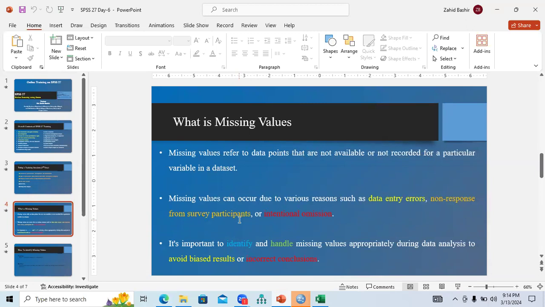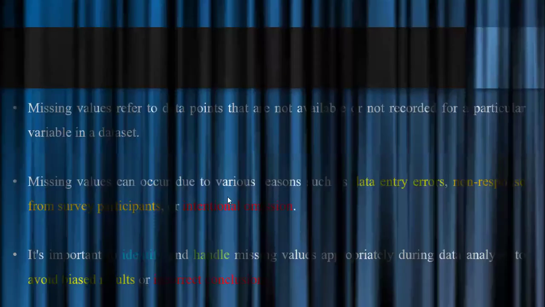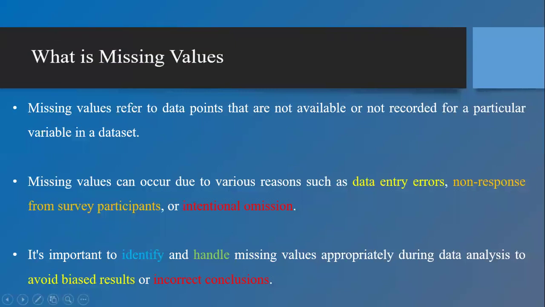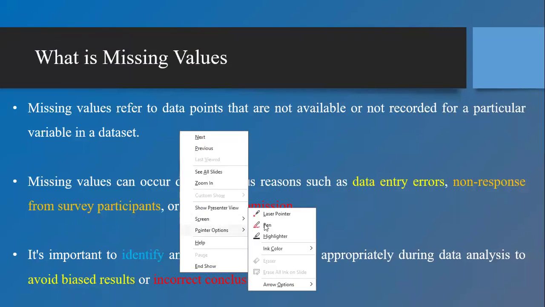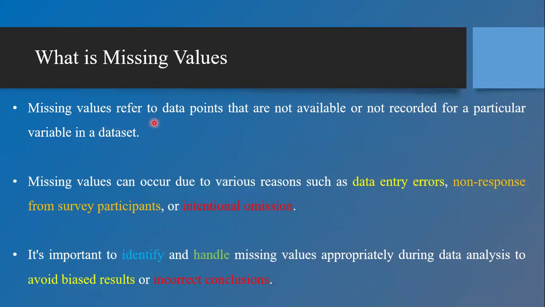So how to analyze those missing values? That is the question here. You need to understand the procedure. First, you need to understand what we mean by missing value. Missing value refers to the data points that are not available or not recorded for a particular variable in a data set. So whenever the data is not available for a particular variable in a data set, that is known as missing values. Missing values can occur due to various reasons, such as data entry errors, non-response from the survey participants, or intentional omission. So these could be the causes.